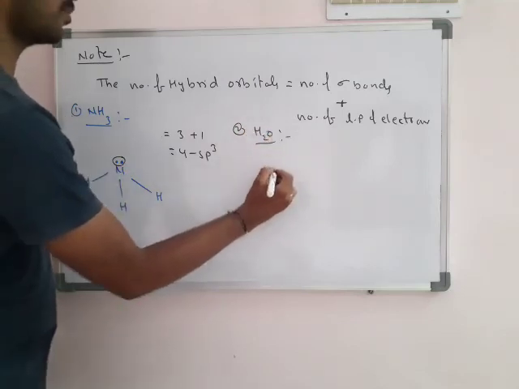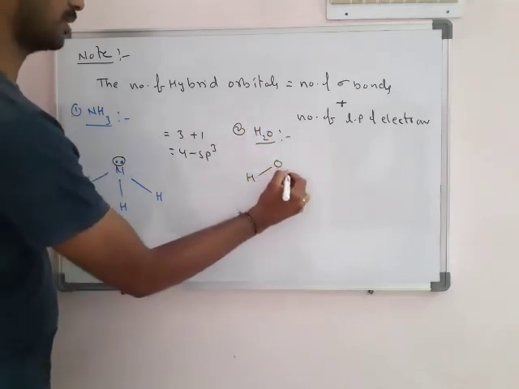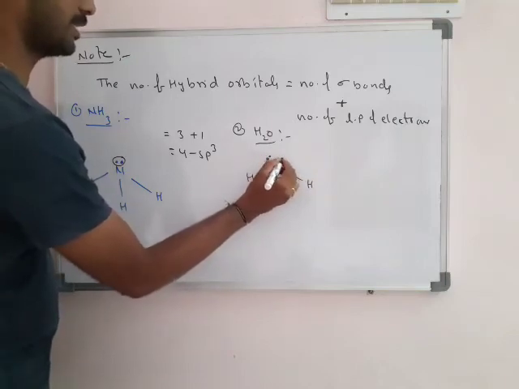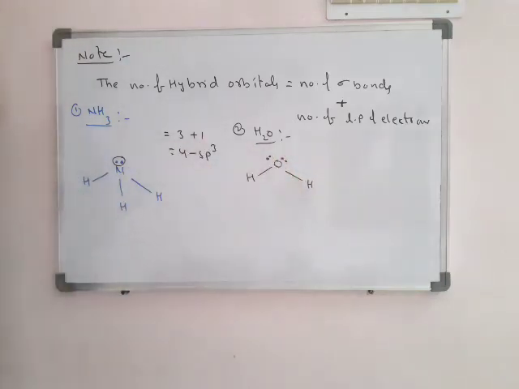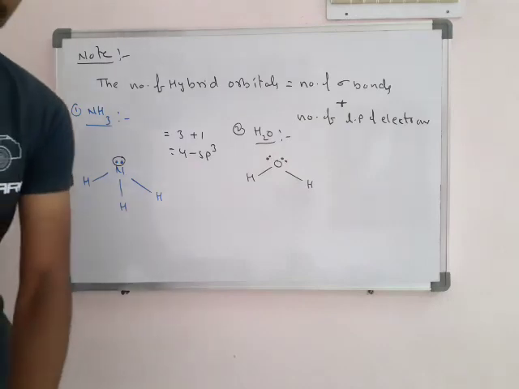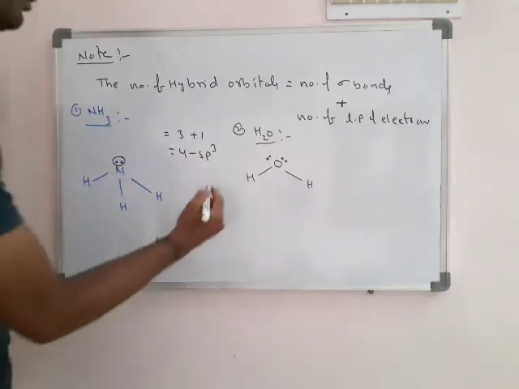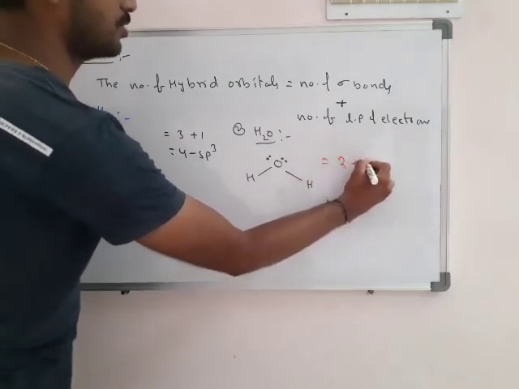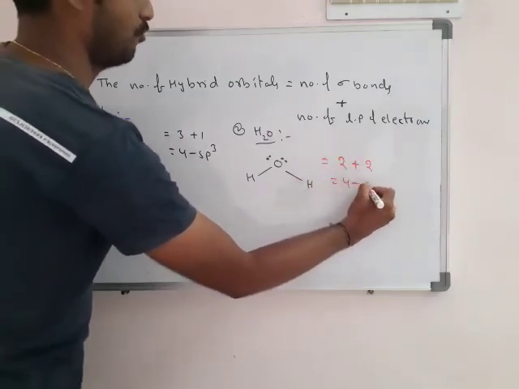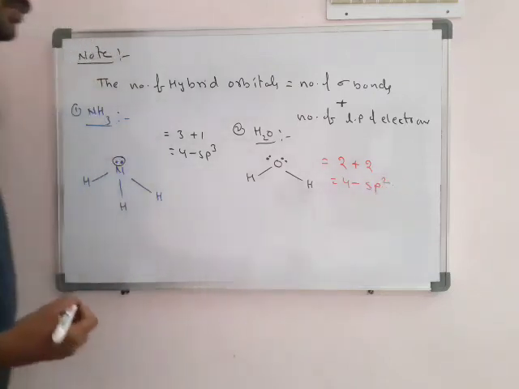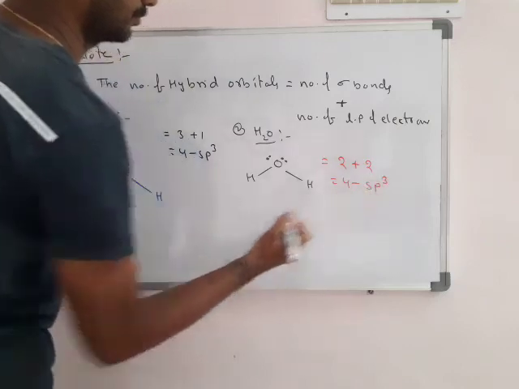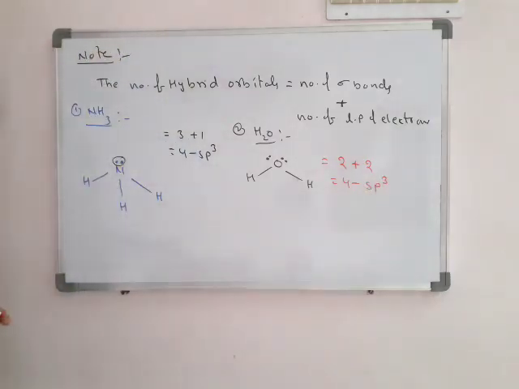For example, if you take a water molecule, it has 2 lone pairs on it, so you need to get an idea about the number of lone pairs. So the number of hybrid orbitals is 2 sigma bonds plus 2 lone pairs, 4 in total, that is sp2, sorry, sp3.